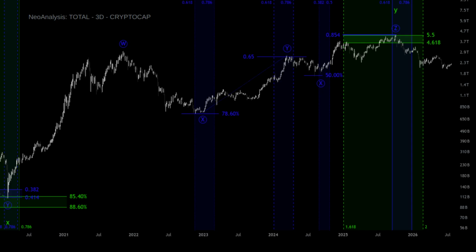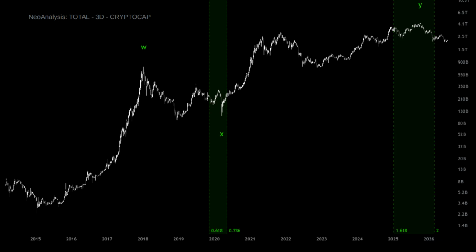If W is larger in price but Y is longer in time, then price relationships are measured against W, while time relationships are measured against Y. Each dimension is evaluated independently to preserve proper proportionality. The structure from the origin of CGW through the completion of CGY represents a multi-year corrective complex. The decline following CGY is currently being monitored as a potential CGX2.